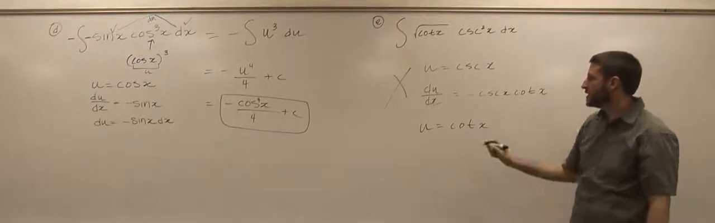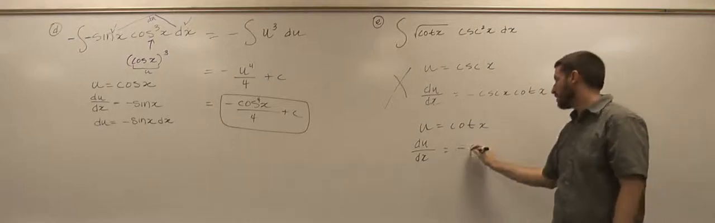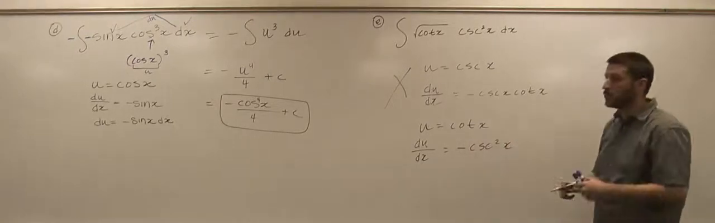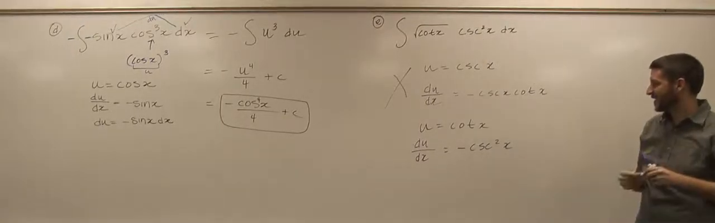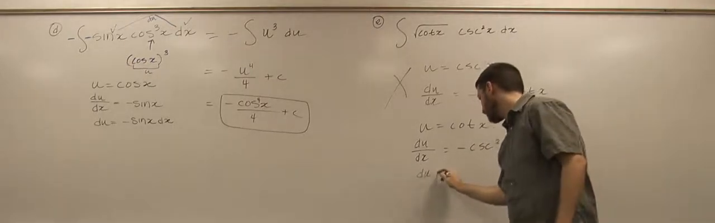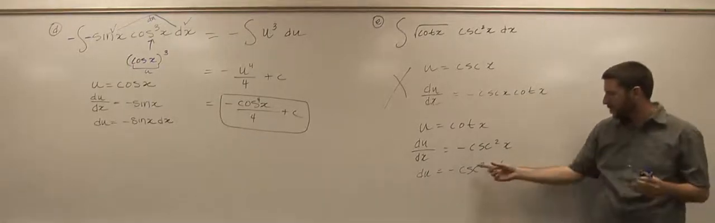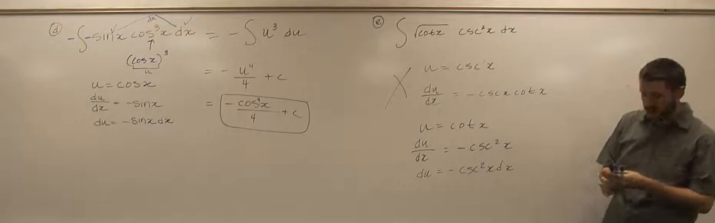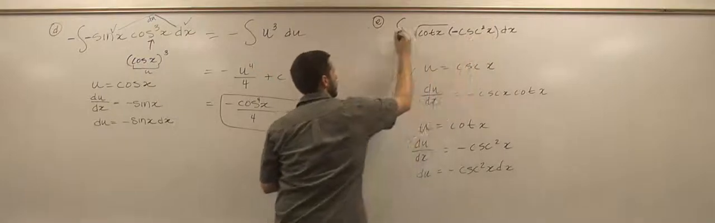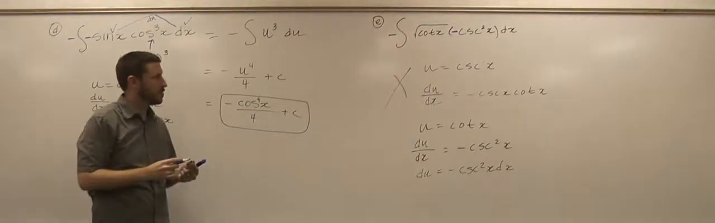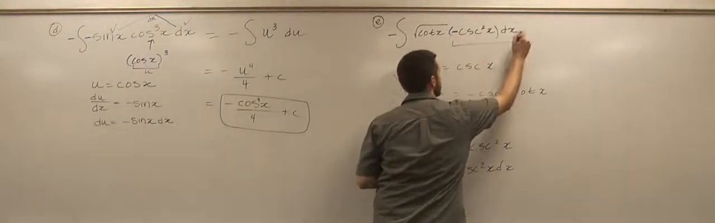If u is cotangent x, then du dx, the derivative of cotangent is negative cosecant squared. Ooh, I like that. Right, because I got a cosecant squared in there. That's pleasing. So du equals negative cosecant squared x dx. So the only problem, minor problem, is the negative sign. You can fix that up by putting a negative out front here. And then also putting one outside the integral. Balance it out. So here's your du.